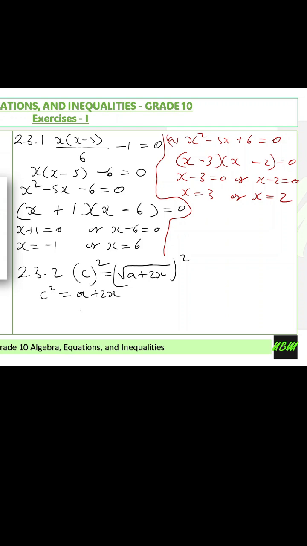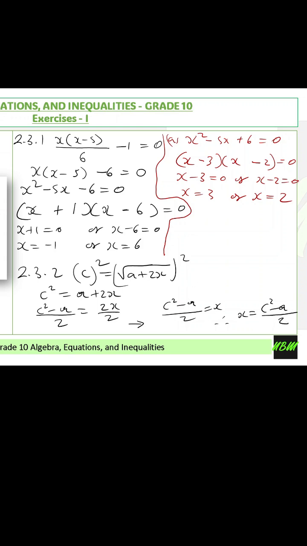And then from there, subtract a from both sides. c squared minus a will be equal to 2x. And then from there, divide both sides by 2. We'll now be having c squared minus a divided by 2 is equal to x. Therefore, our x will be equal to c squared minus a, all divided by 2.